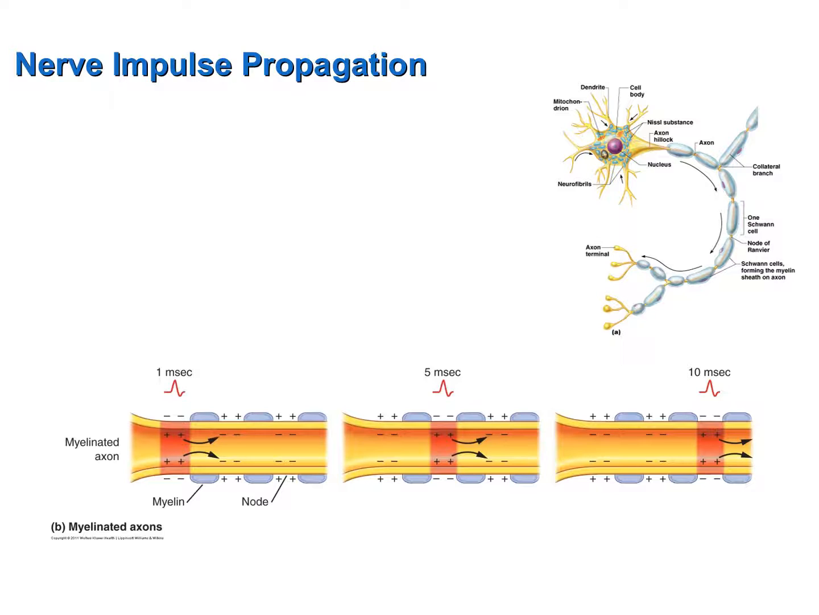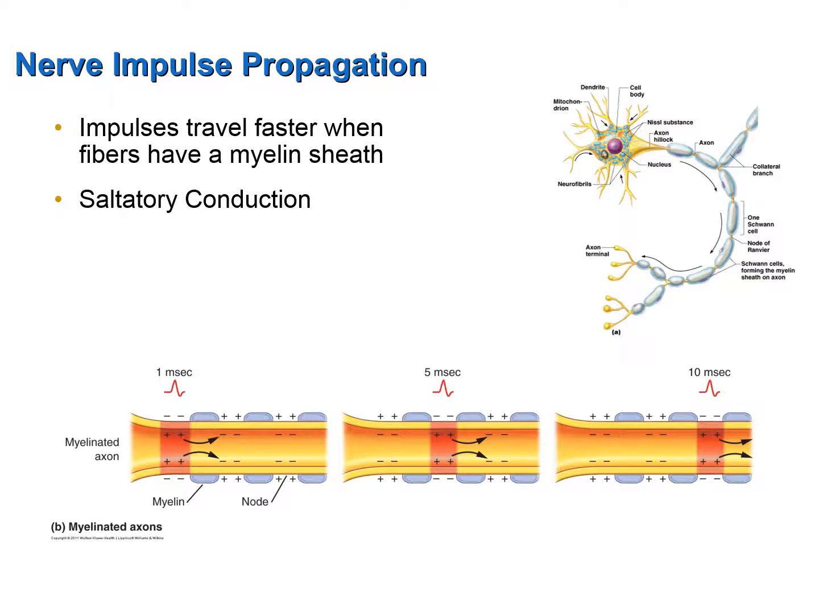So as an action potential or nerve impulse moves down the axon, the nerve impulse appears to jump from one node to the next. And this is called saltatory conduction, and it does increase the rate at which an action potential moves down the axon.